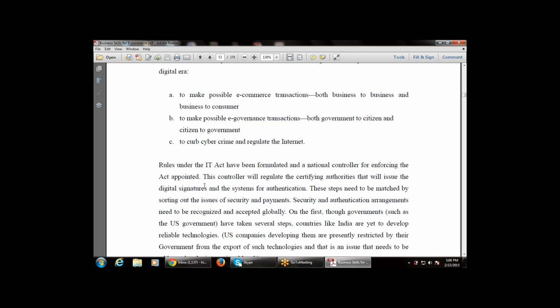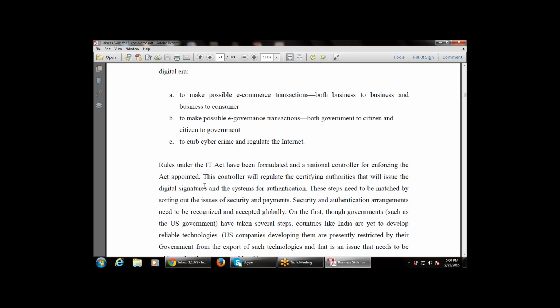These steps need to be matched by sorting out the issues of security and payments. Security and authentication arrangements need to be recognized and accepted globally. That is, there must be proper security, there must be authentication. For example, there is a unique username and password for each and every individual. That is authentication, that is security. That arrangement must be recognized and accepted on a global basis.